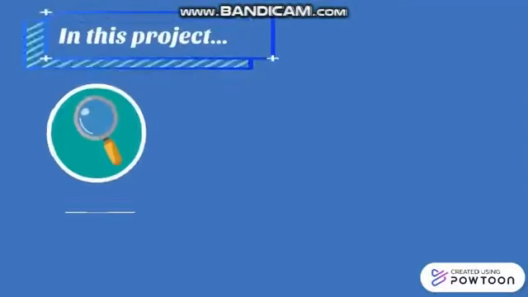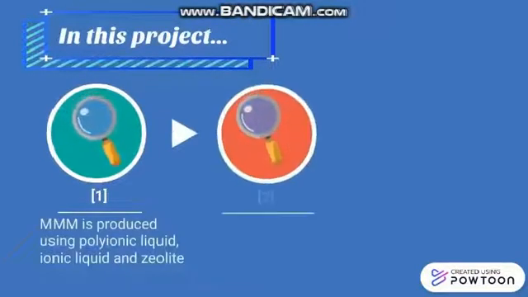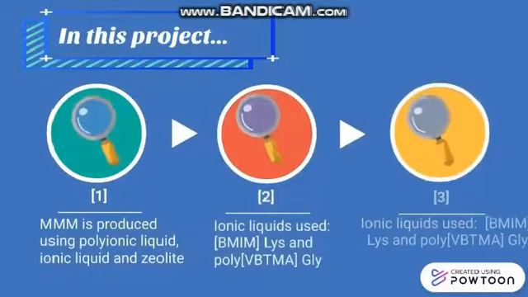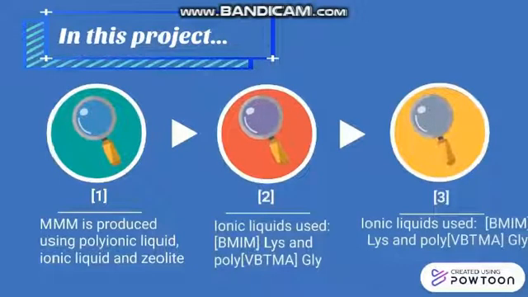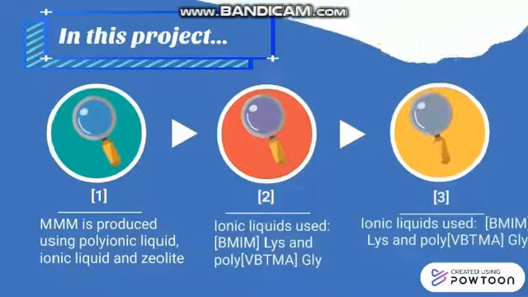In this project, mixed matrix membrane is fabricated by using polyionic liquid and ionic liquid. It is synthesized by using BMIM lysine and poly-VBTMA glycine. For polyionic liquid, it will be synthesized by using photopolymerization technique in the presence of 2-hydroxy-2-methylpropiophenone as photoinitiator and divinyl-benzene as crosslinker.